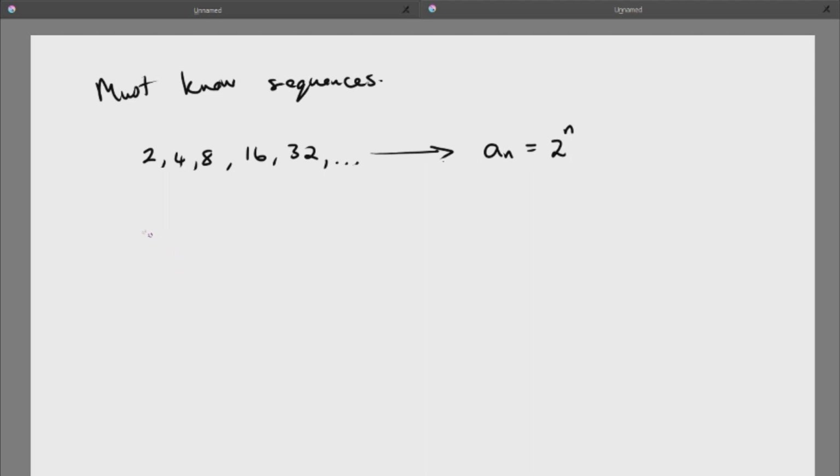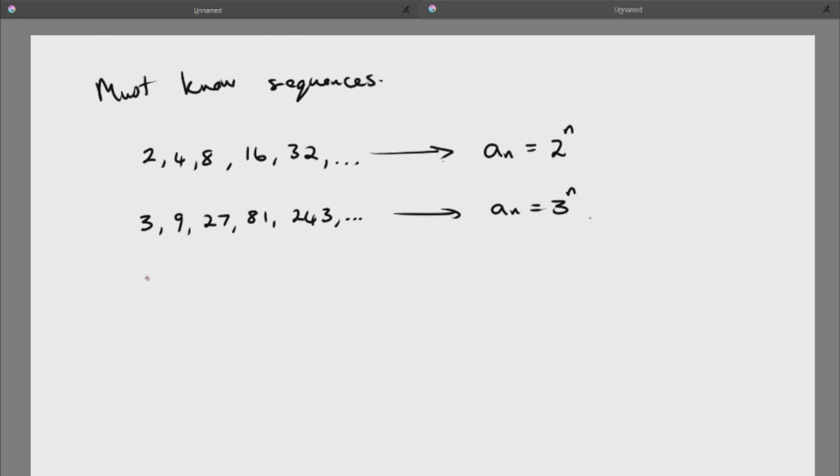Next one will be powers of 3. 3, 9, 27, 81. What's the next one? 243. Powers of 3. We should know some powers of 3 anyway.